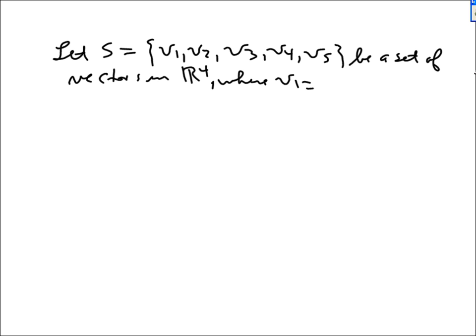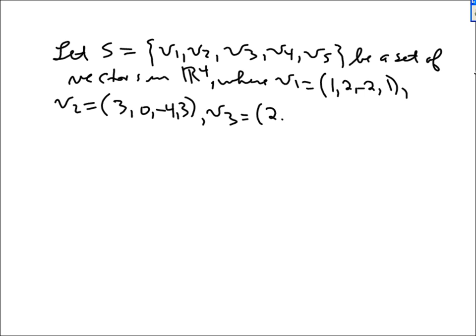Where V1 is 1, 2, negative 2, 1, etc. V2 will call, I actually wrote these down, 3, 0, negative 4, 3. V3 is 2, 1, 1, negative 1. And V sub 4 is negative 3, 3, negative 9, 6.